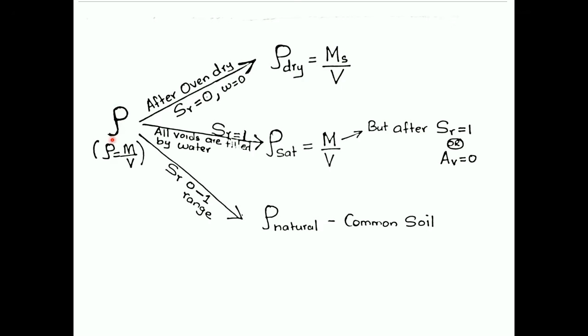Now consider this bulk density after all voids are filled by water, that is SR is equal to 1. Check the definition of SR. Then this bulk density is called saturated density. Saturated density is equal to M over V, the same definition, but this M is taken after SR is equal to 1, all voids are filled by water, or AV is equal to 0. Both are the same. Then natural bulk density is the normal case, with SR ranging from 0 to 1, or 0 to 100%.